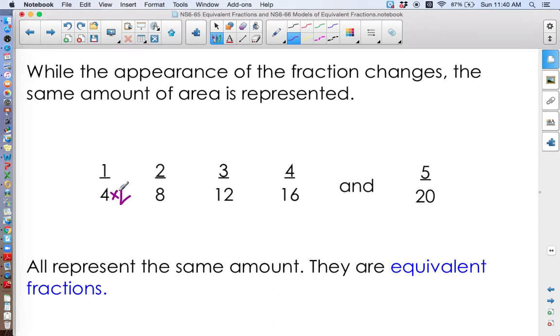And then obviously 1 times 2 is also 2. How am I getting from 4 to 12? You need to multiply by 3. And again, whatever you do to the bottom, you do to the top. So all of these are equivalent to 1/4.